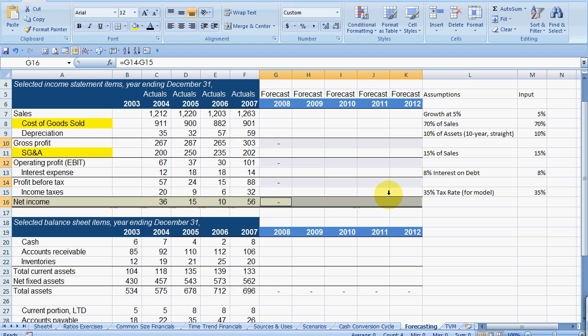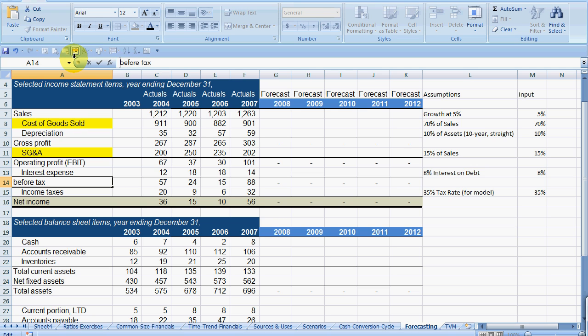I'm just going to change this one thing really quick. Let's change this to earnings before tax, call it EBT, and then we'll come back in another video and go through each of these, talk about the assumptions we made, and start filling out the sheet.